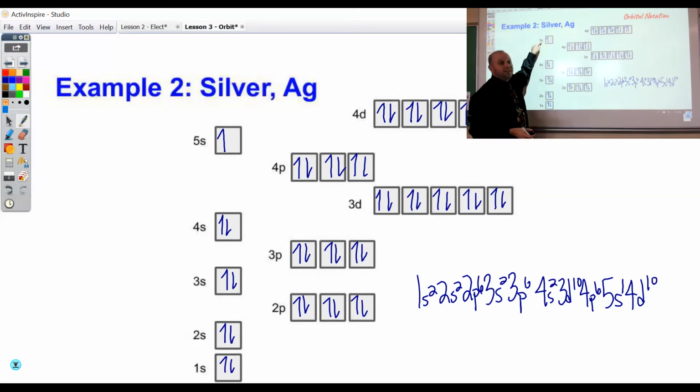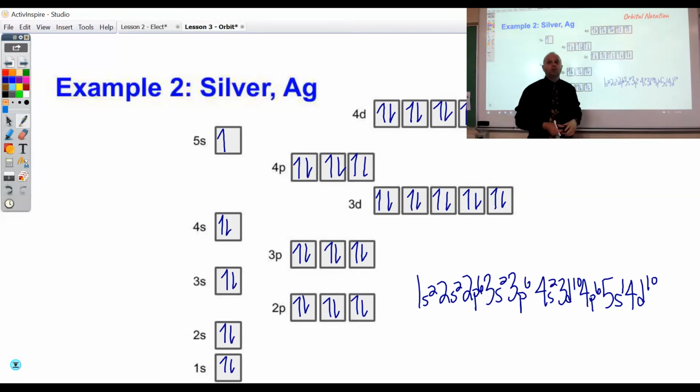Notice the exception is right here. Instead of this having 2 electrons, that electron has been promoted and is now over here.